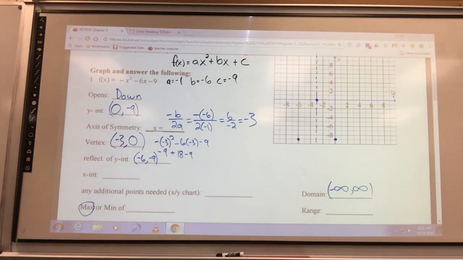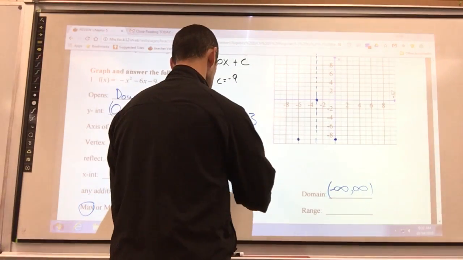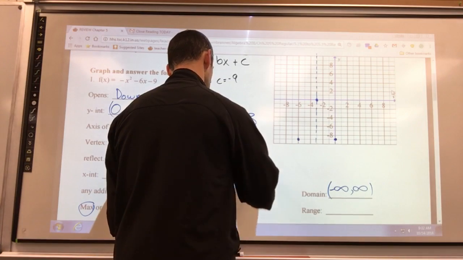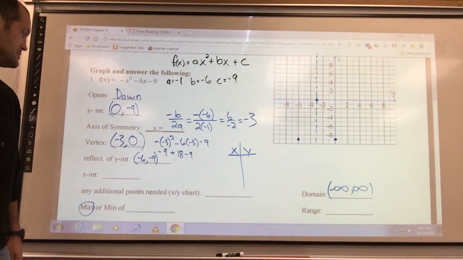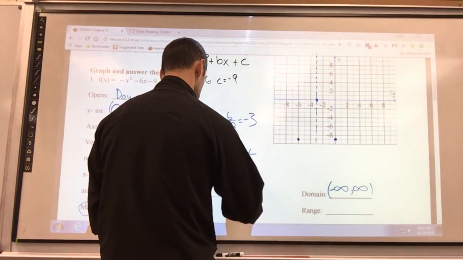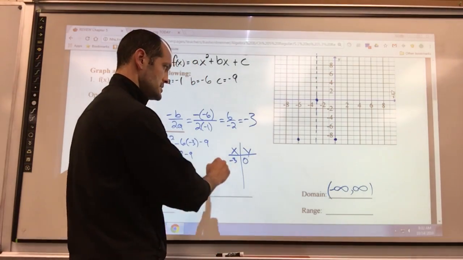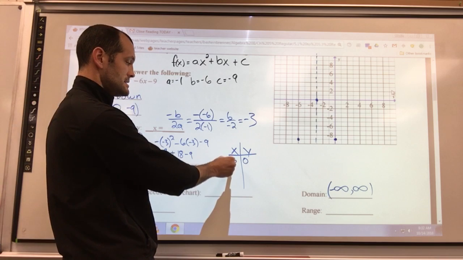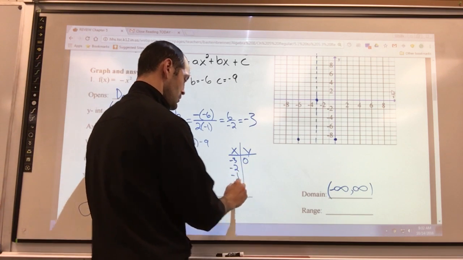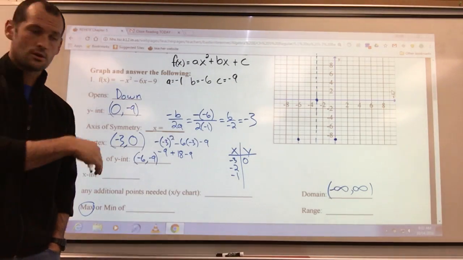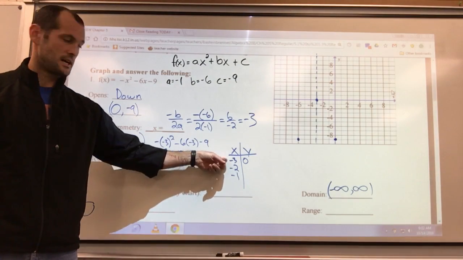Now, from here I am going to use a chart just to get my next 2 points. When I tell my students, I always throw my vertex in there first, and then I just go 2 to the right. So if my x is -3, the next point going to the right would be -2, followed by -1. I just go 2 to the right of my vertex.